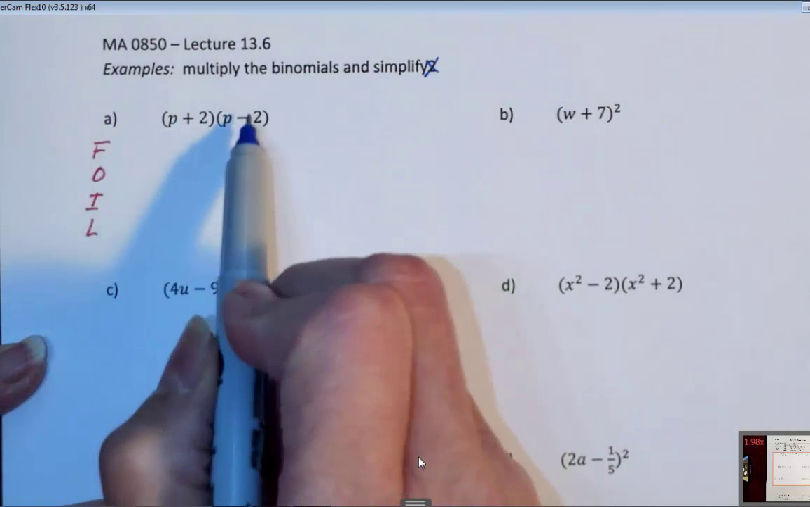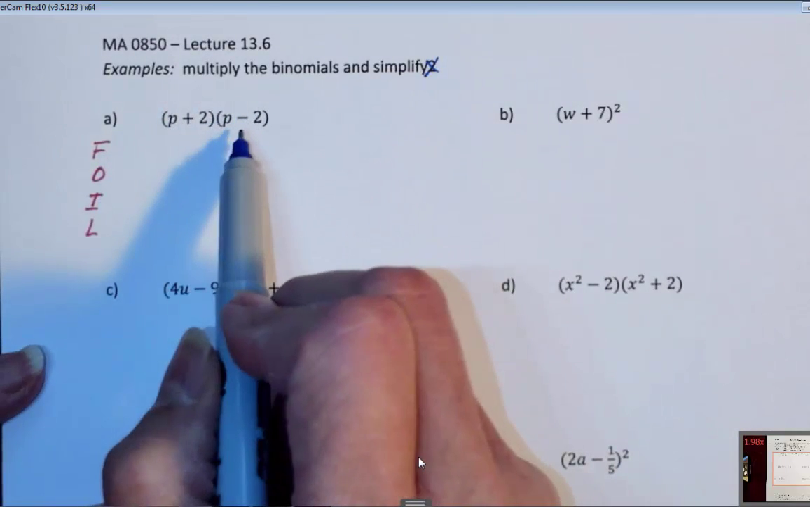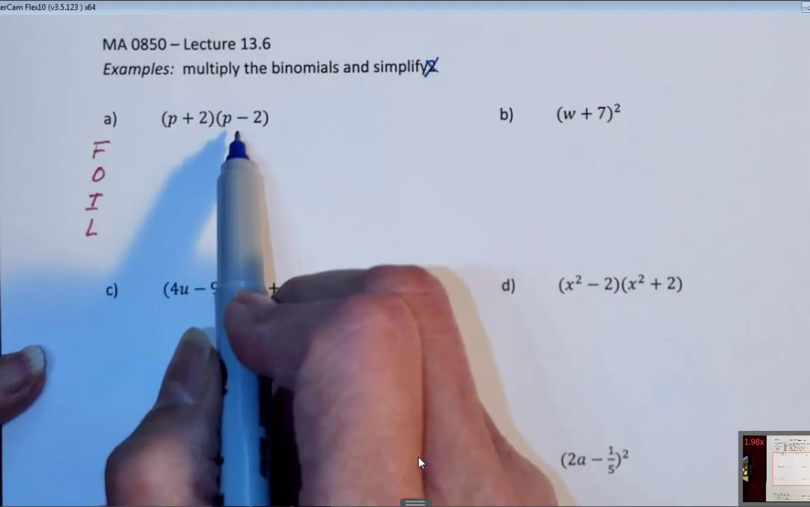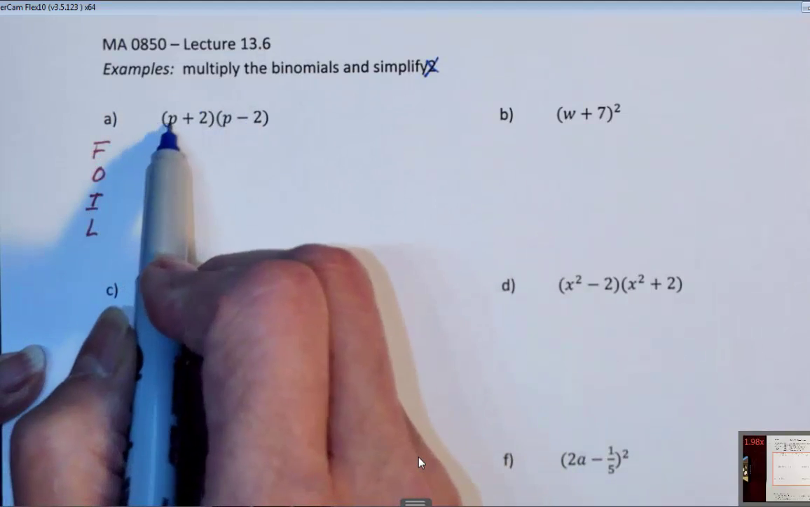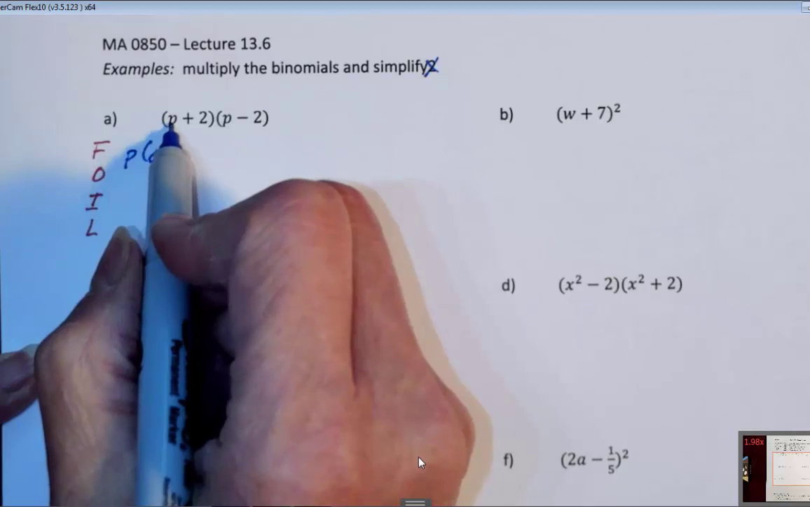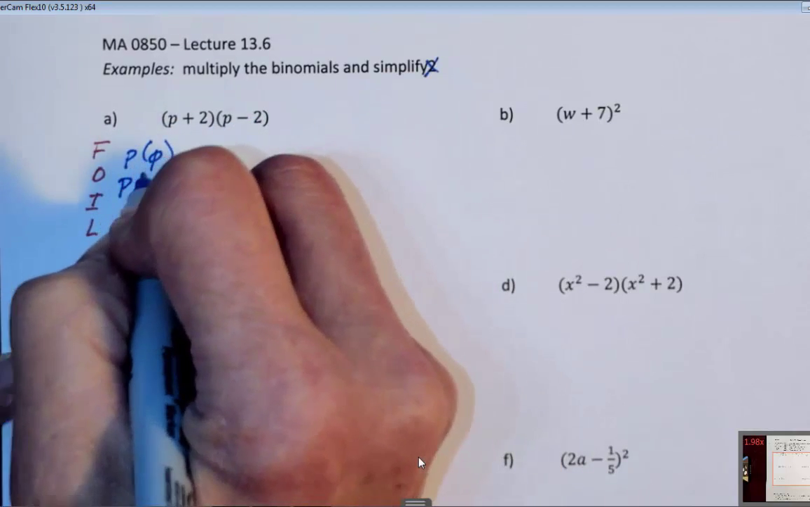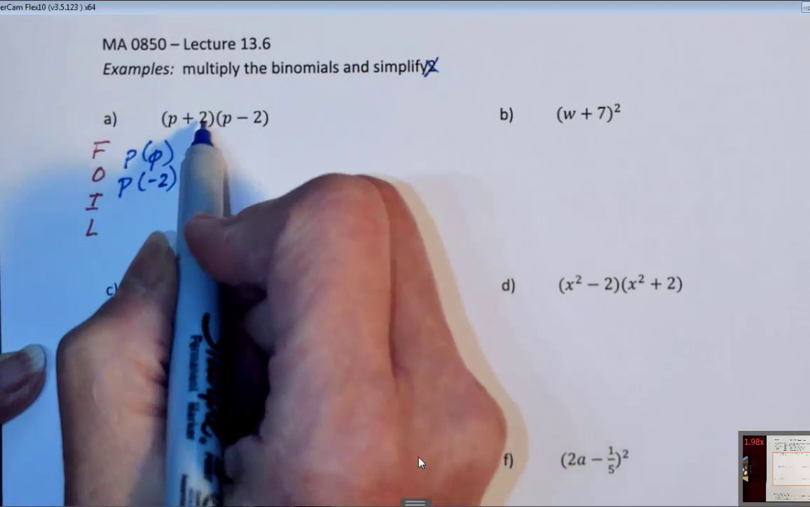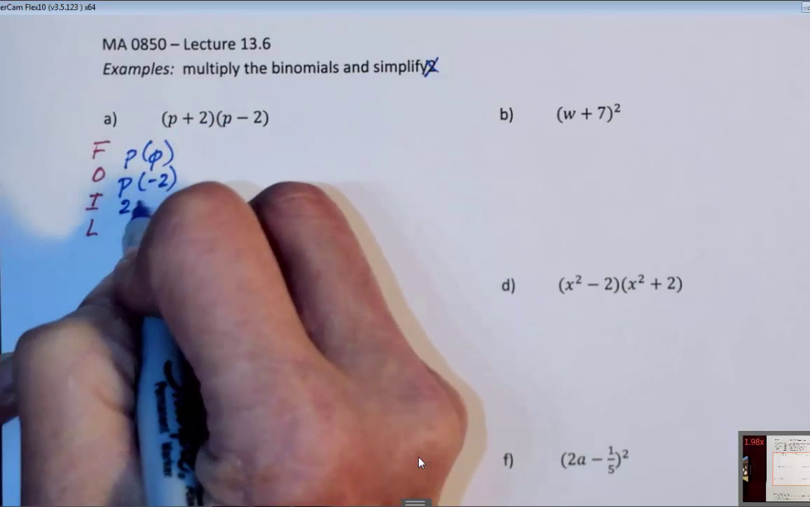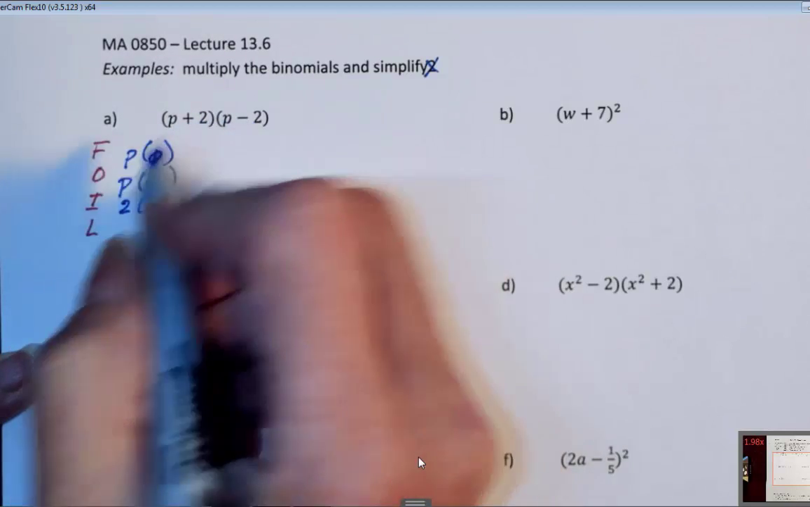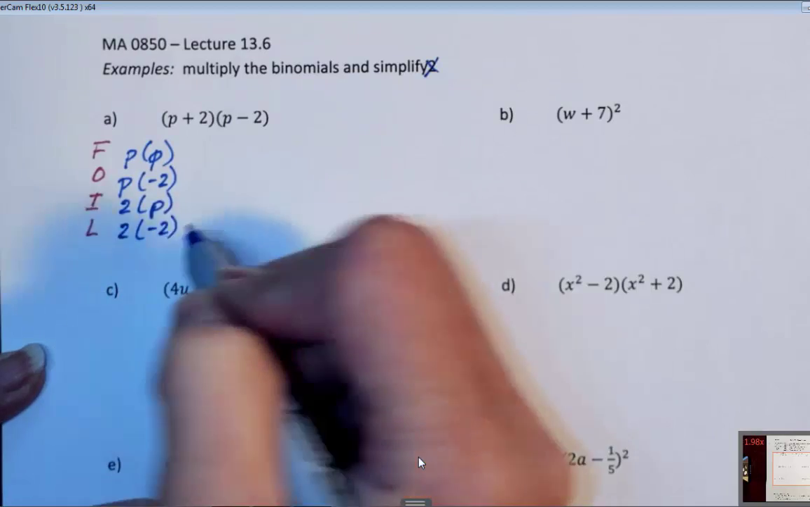But this is a special case. It's called the sum and difference of two binomials, and my middle term should drop out. So first terms, p times p. Outer terms, p times -2. Inner terms, 2 times p. Last terms, 2 times -2.